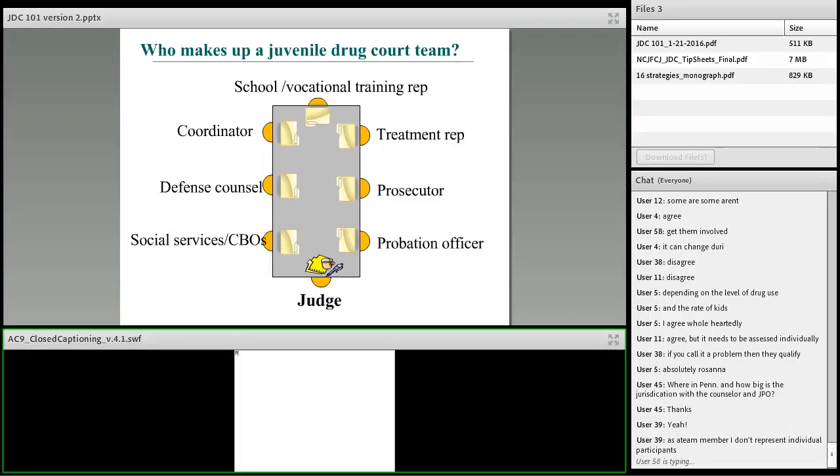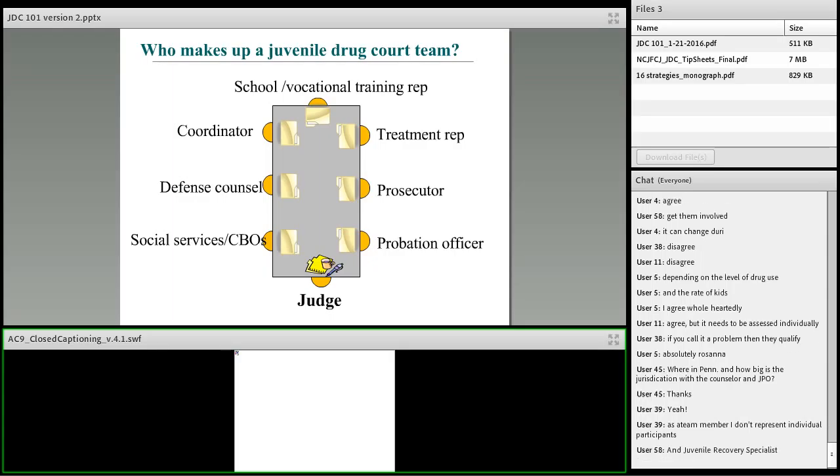Then we also have probation officers or community supervision officers. Probation is really the folks who have the biggest contact with the young people. They do active monitoring of the drug court participants, and they conduct home visits and school visits. They spend a lot of time with the young people, and they're the experts on these kids and what they need and what challenges they face. And so they are a really valuable team member.